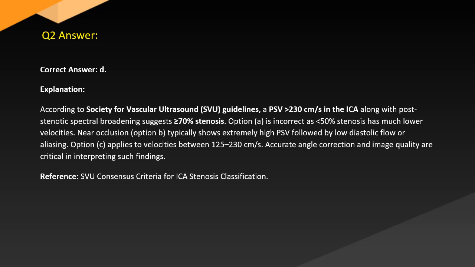Near occlusion, option B, typically shows extremely high PSV followed by low diastolic flow or aliasing. Option C applies to velocities between 125 and 230 centimeters per second. Accurate angle correction and image quality are critical in interpreting such findings. Reference: SVU Consensus Criteria for ICA Stenosis Classification.